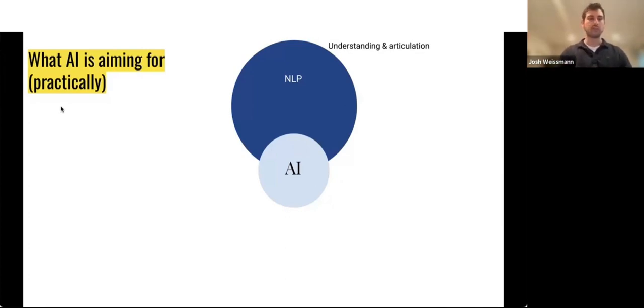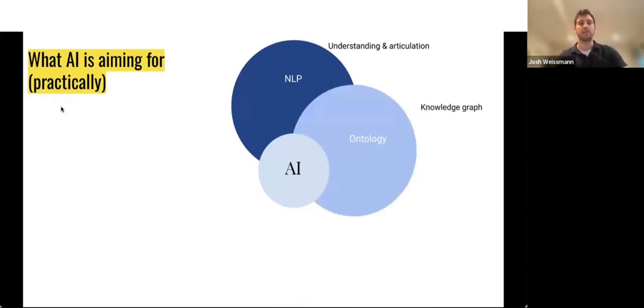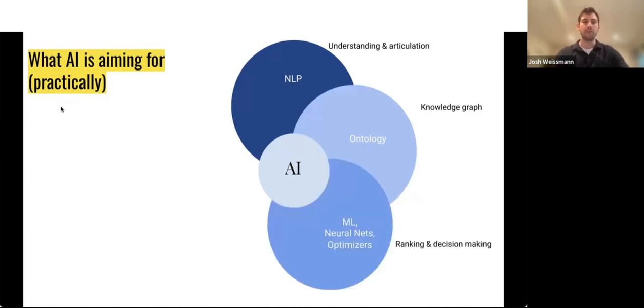Understanding and articulation, that's the natural language processing technology that's been developed, whether it's LLMs or other NLP use cases. Knowledge graph is typically defined in some sort of ontology or data model. The ranking and decision making, that actually is the machine learning, the neural nets, the optimizers that we've been building separately, right? For the businesses now that are using these types of things, that fills a very specific function. It helps us make decisions by ranking different options. And that's going to be crucial when we think about bridging the gap between LLMs, these language models, and operations in the field.